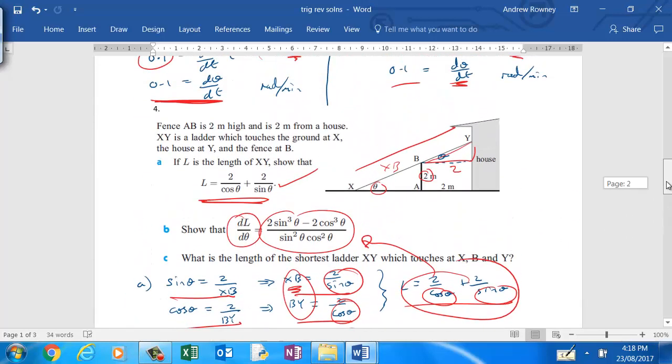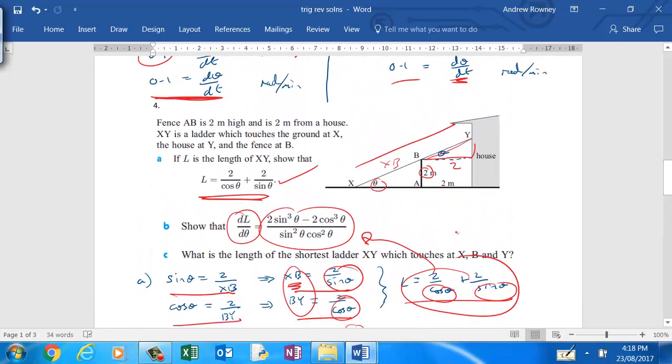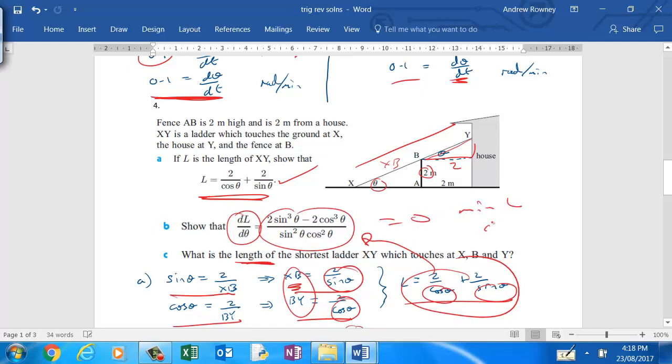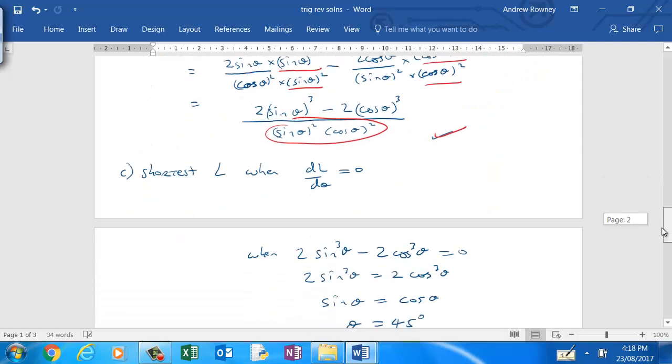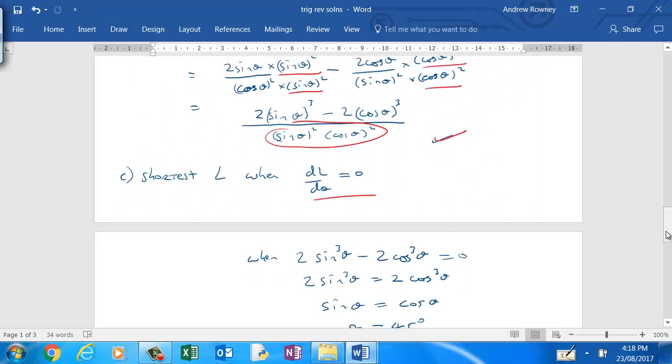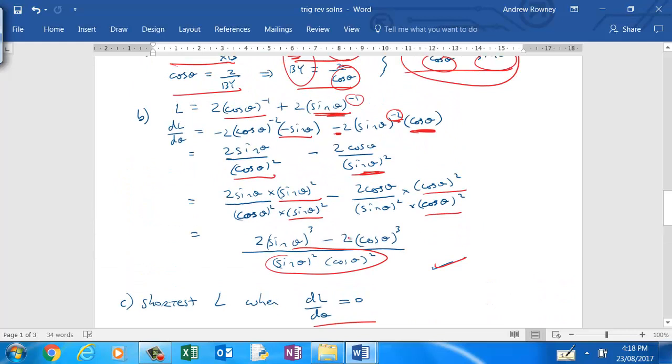Part C, what is the length of the shortest ladder xy which touches that? So we want to minimize this, we want the shortest length. Now the shortest length is going to be when this equals 0, because the minimum L is when the derivative is 0. So that's what we've got here, and so this is going to be 0 when the top is 0. A fraction will be 0 only when the top is 0.